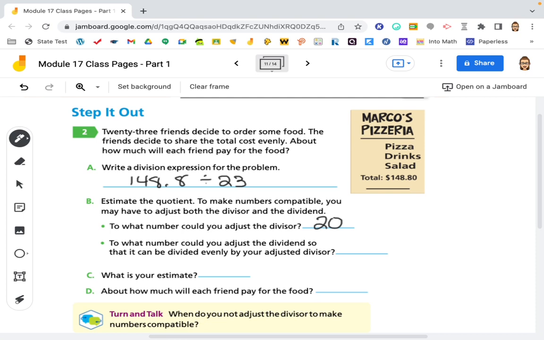And then it says to what number could you adjust the dividend so that it can be divided evenly by your adjusted divisor? Well, if I look at my 2, I know that 2 goes into 14, so I'm just going to make everything after it 0. So I'm going to use 140. So I know that 2 goes into 14 7 times, so my estimate would be 7. So each friend should pay about $7.